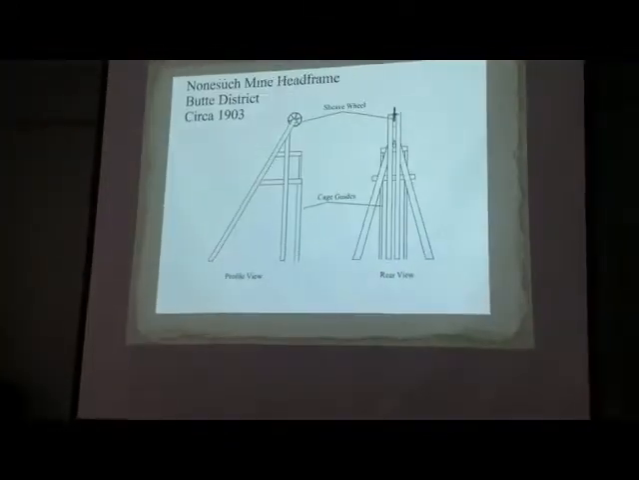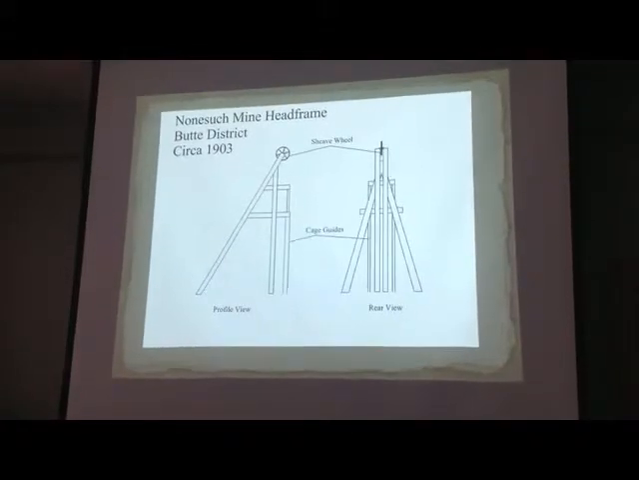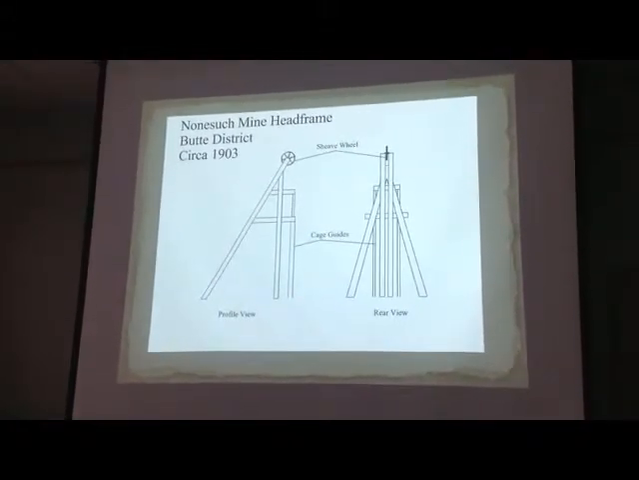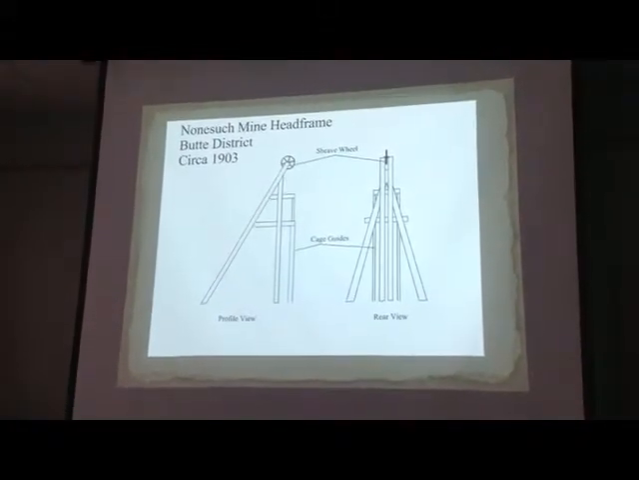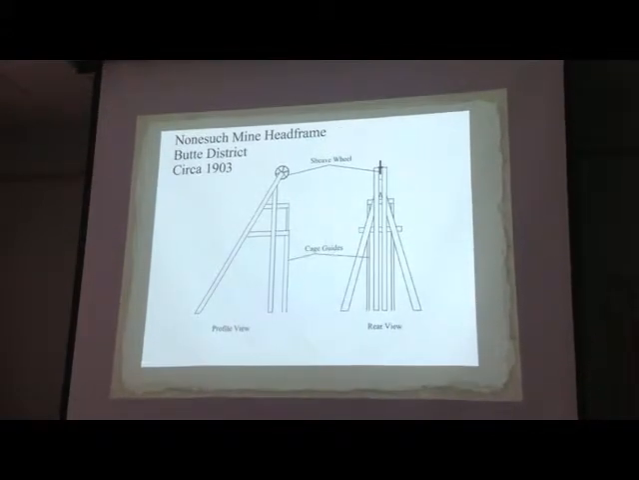Now this one here is one that some of you have probably not heard of. This was the Nunchuck head frame in Butte. This came out of Heron Farnham. This is a drawing because the only picture I had was in such bad shape that it just was fuzzy. I couldn't get a really good scan of it, so.